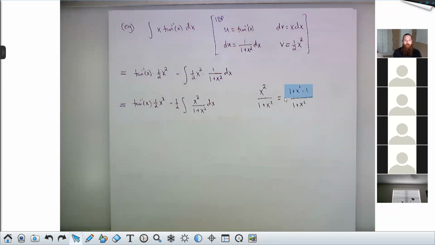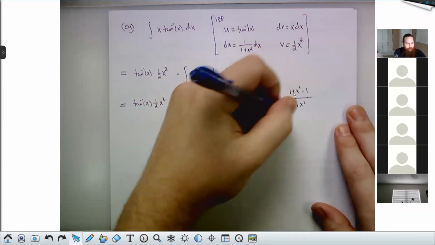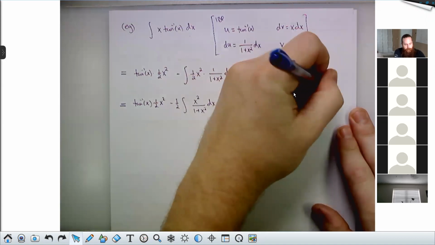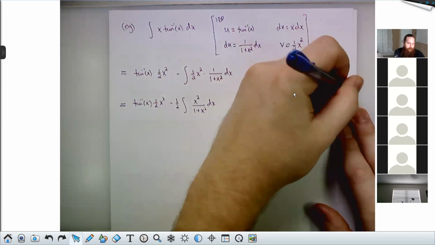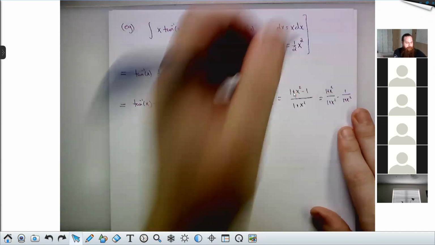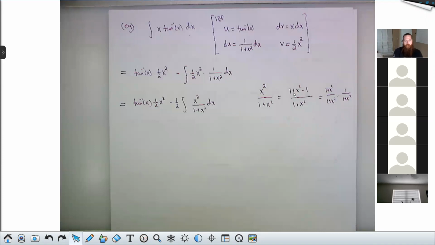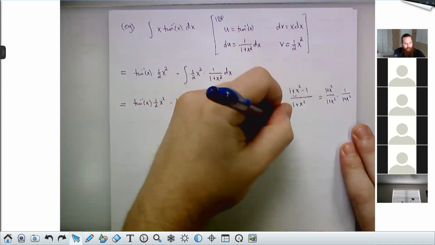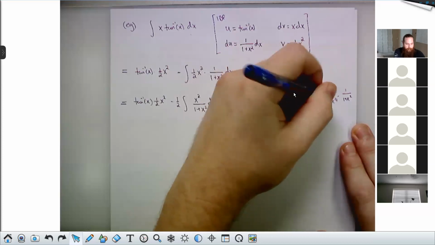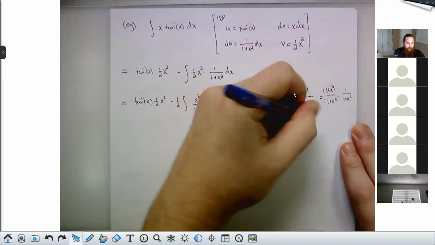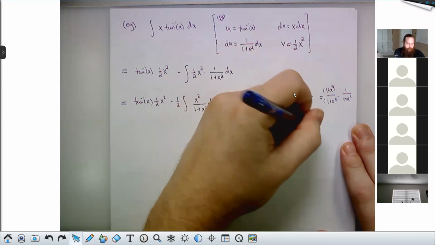We agree that this is the same as this. I added 1 and I subtracted 1, so I didn't change the top. But now that I can split up, that's 1 plus x squared over 1 plus x squared minus 1 over 1 plus x squared. Or another way to say that is, now you can cancel these, right? Because this is a shared factor top to bottom. So that's 1 minus 1 over 1 plus x squared.